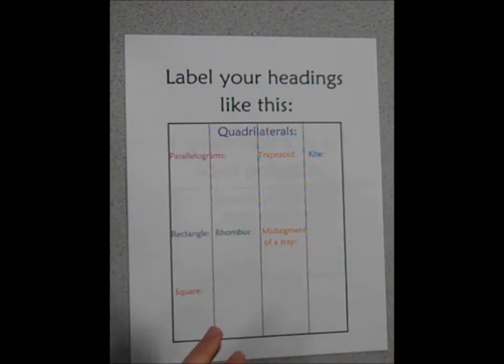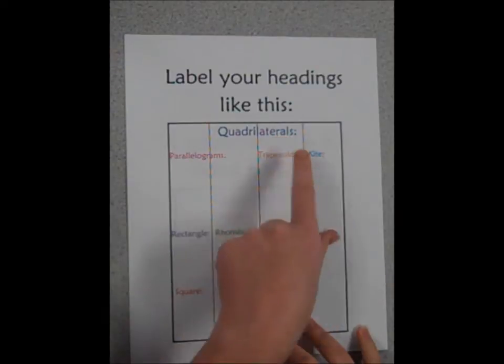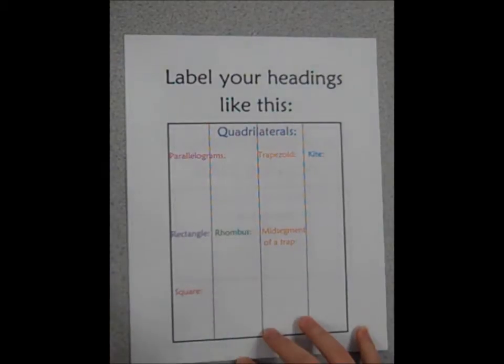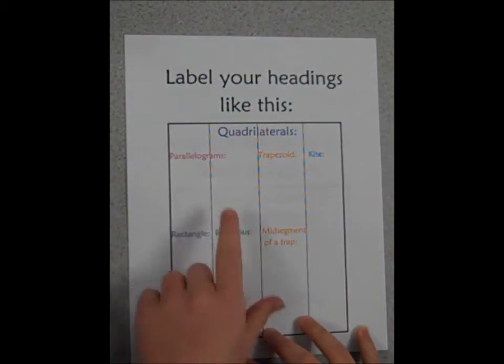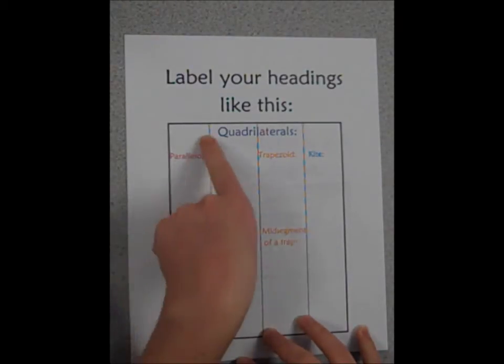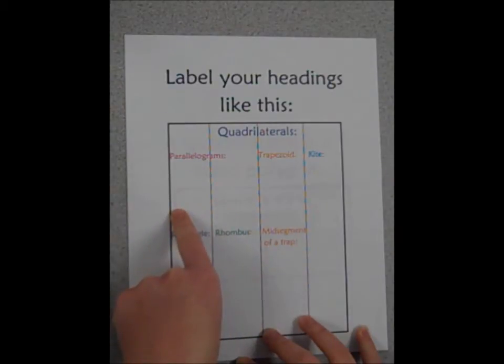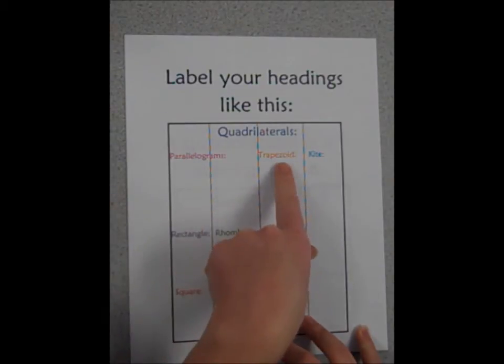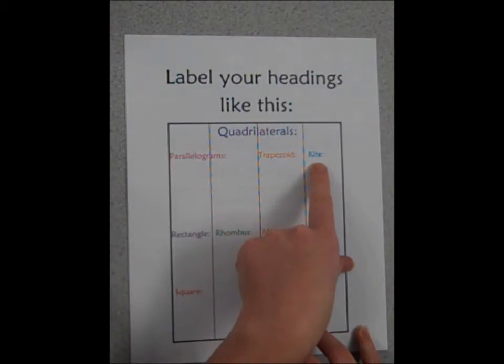Okay, so we're going to first label our headings for our quad chart. That way when I refer to each section, you know where to go. So on the top, you're going to put quadrilaterals, because this is going to encompass everything, all the quadrilaterals. Then as you go down the left side, we're going to have parallelograms. That's going to take up your entire left side of your chart. In the third column will be trapezoid, and in the last column will be kite.